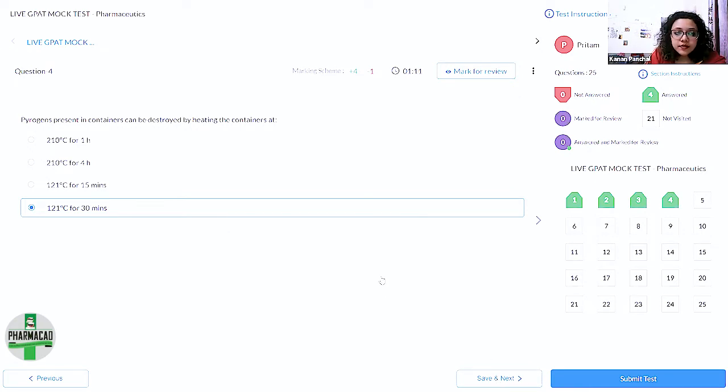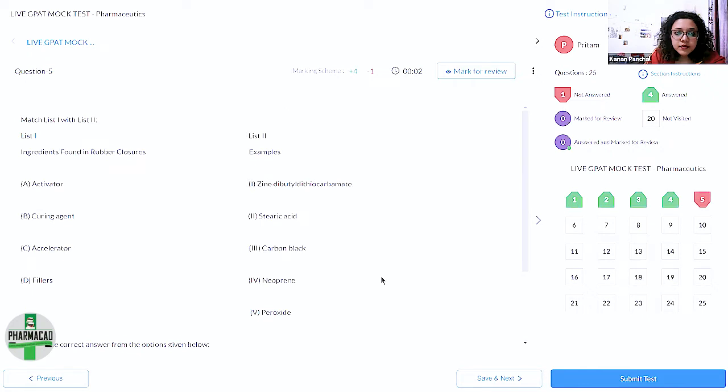Next. Okay, so now you have to match the ingredients found in the rubber closure with the ingredient type: activator, curing agent, accelerator and all. Samir.